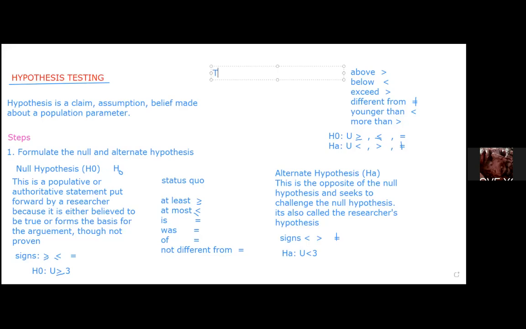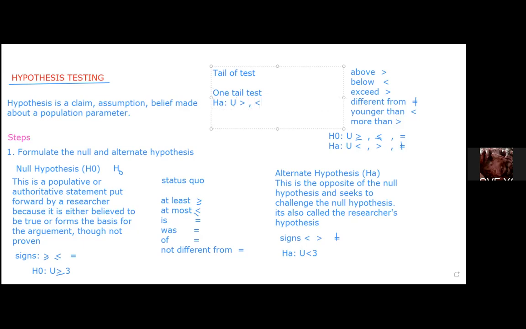We have what you call the tail of a test. Okay, so we have the one tail test. A one tail test means that a particular thing is moving in one direction. So how do you determine the tail of a test? You use the HA to determine the tail of the test. For a one tail test, the HA should contain greater than or less than. That is for a one tail test.